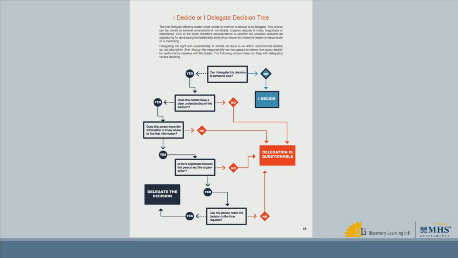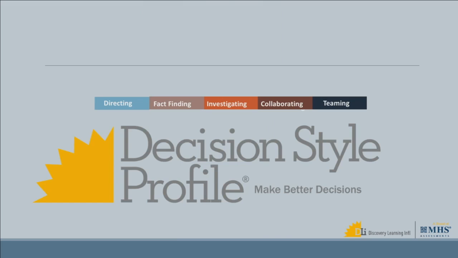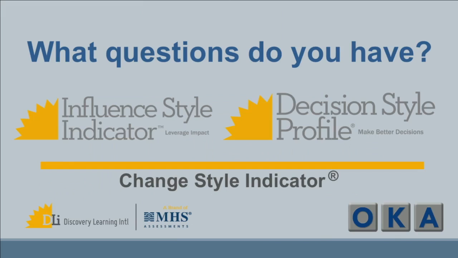As a value-added piece of the DSP, there's also an app that the publisher has created that you can actually use, so you can pull it up on any internet-connected device to actually help you in real time. It asks you a series of yes/no questions, and it helps point you in the right direction. So that's a nice feature of using this decision-making process. And so that is the decision style profile.